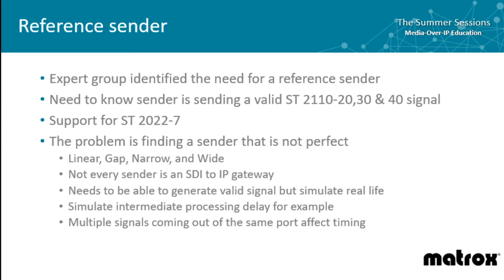And so you need to be able to generate a valid signal, but maybe simulate real life. What I mean by that is, maybe in real life you have a sender that's actually a wide sender, or maybe it's a linear sender, not a gapped one. So you need to be able to find those. Ideally for this test plan, you could find, and maybe you'll end up with, a couple of reference senders: one for wide, one for linear, and one for gapped narrow.